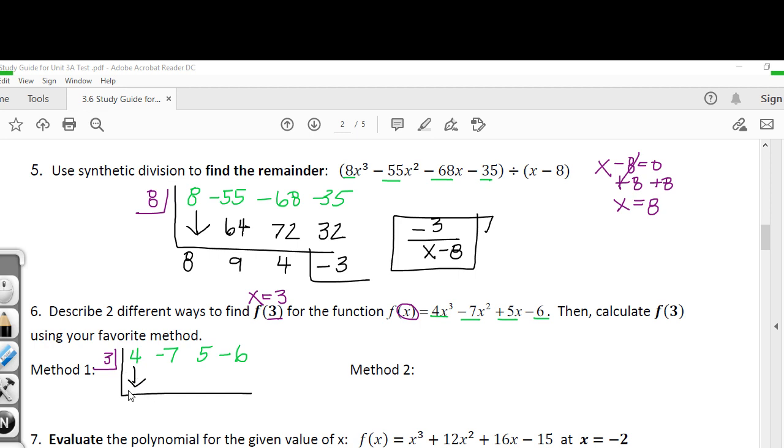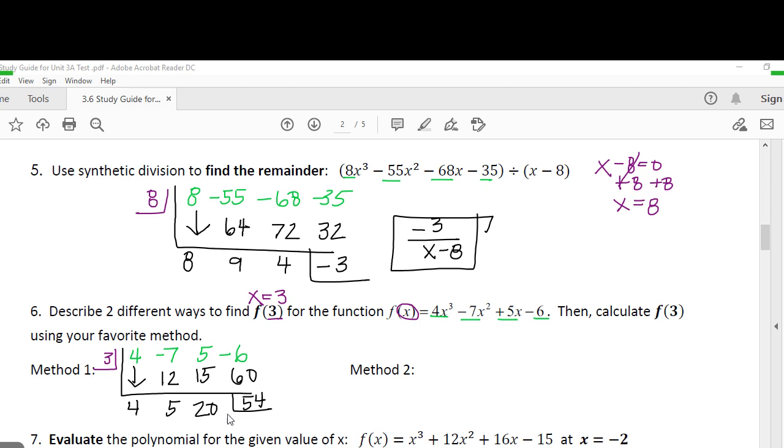So 3 times 4 is 12. Negative 7 plus 12 is 5. 3 times 5 is 15. 5 plus 15 is 20. 3 times 20 is 60. And then negative 6 plus 60 is 54.